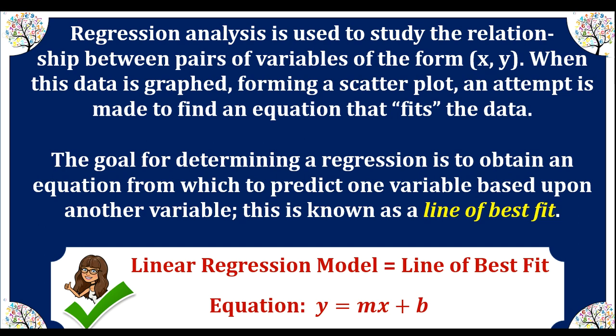The goal for determining a regression is to obtain an equation from which to predict one variable based upon another variable. It's called the line of best fit. So this line of best fit is called a linear regression model. It's also the slope-intercept equation y equals mx plus b, so it is very familiar. It will allow us to make predictions by plugging in any x value to see the outcome.